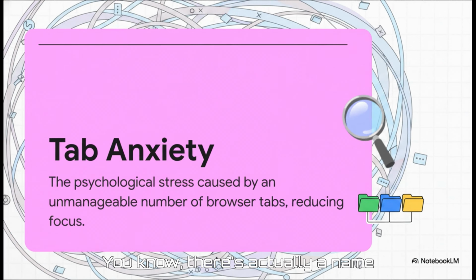You know, there's actually a name for this feeling: tab anxiety. It's that constant, low-grade stress you get from knowing the info you need is somewhere in one of those tabs, but you just can't get to it. And this isn't just about being messy. It's a real drain on your focus and your productivity. Today, we're going to fix it with 3 native Chrome features.